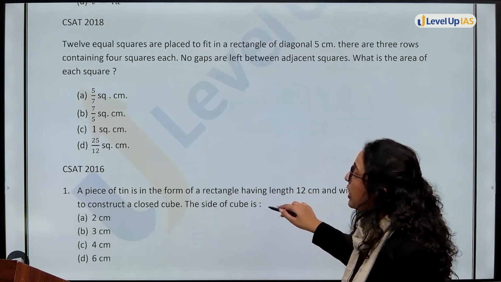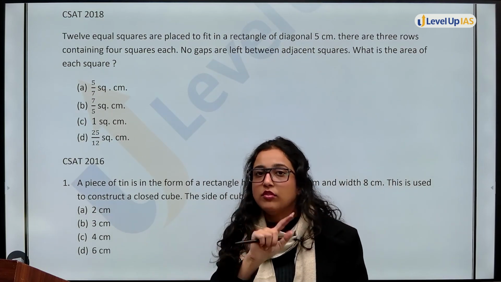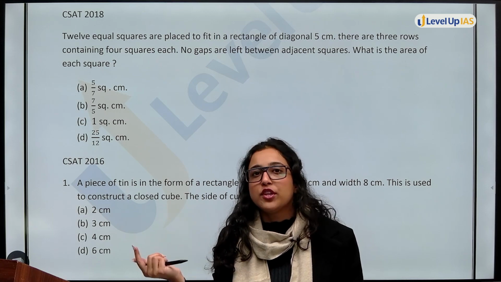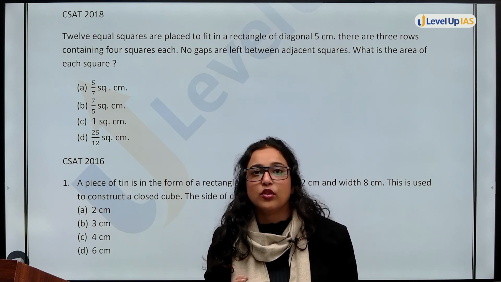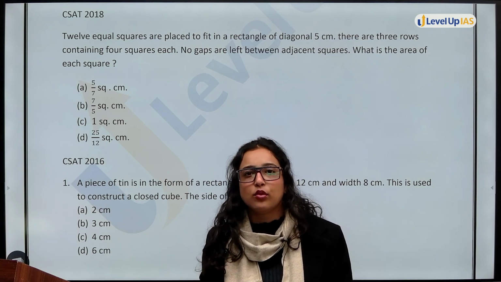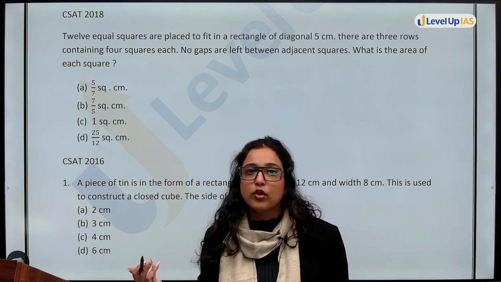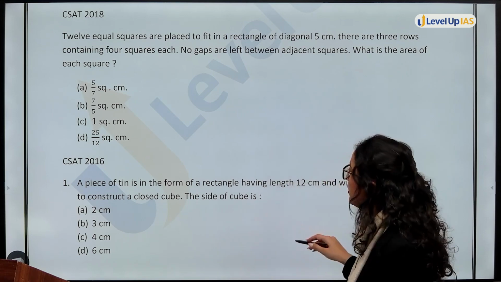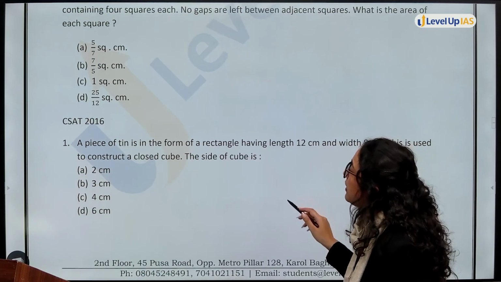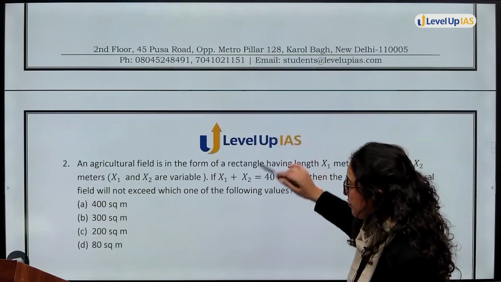Again, ये क्या किया? You are dividing a rectangle into 12 squares. Previous question में question was asked whether you can divide this rectangle into 4 squares, divide this rectangle into 8 squares, divide this rectangle into 10 triangles. This was also one of the question. So वैसे ही similar lines पे this is the question. Now in CSAT 2016, 4 questions are asked.